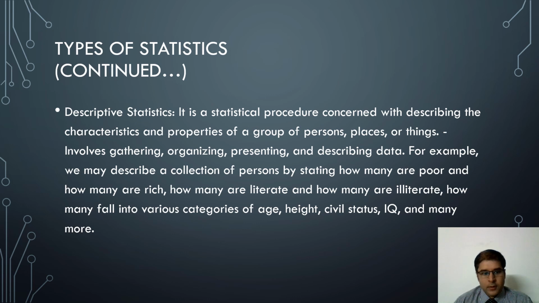For example, we may describe a collection of persons by stating how many are poor and how many are rich, how many are literate and how many are illiterate, how many fall into various categories of age, height, civil status, IQ, and many more. So basically, descriptive statistics defines data by their attributes or properties.